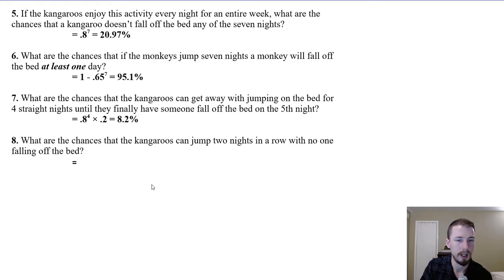What are the chances that a kangaroo can jump 2 nights in a row with no one falling off the bed? Well, 20% chance a kangaroo will fall off, so 80% they won't. So 2 nights in a row, because they're independent events, we can just multiply them together. So 0.8 times 0.8 would give us 64% chance.